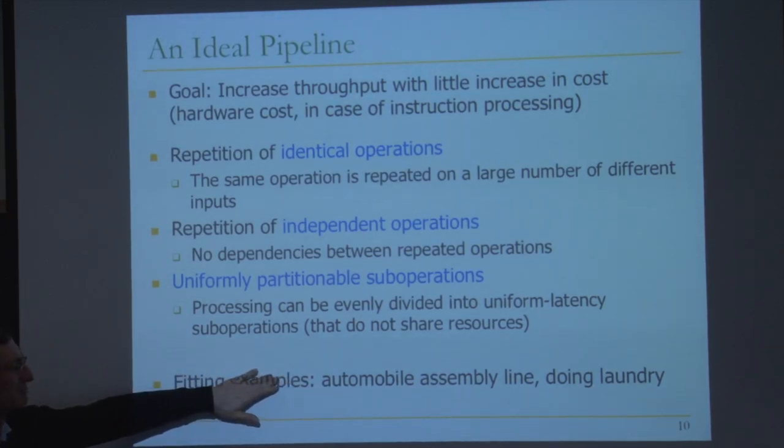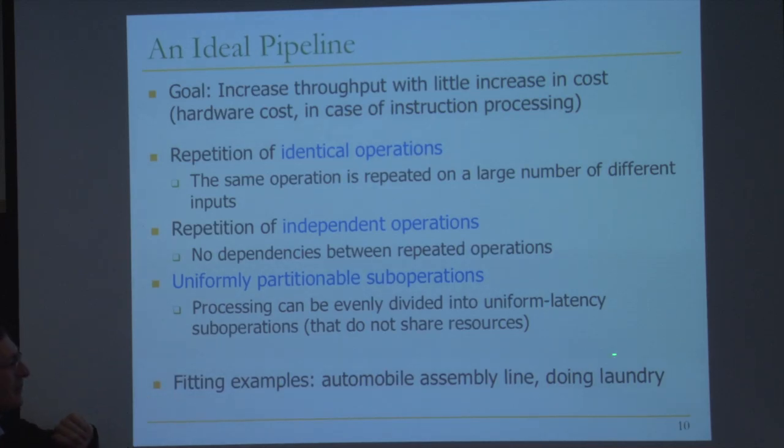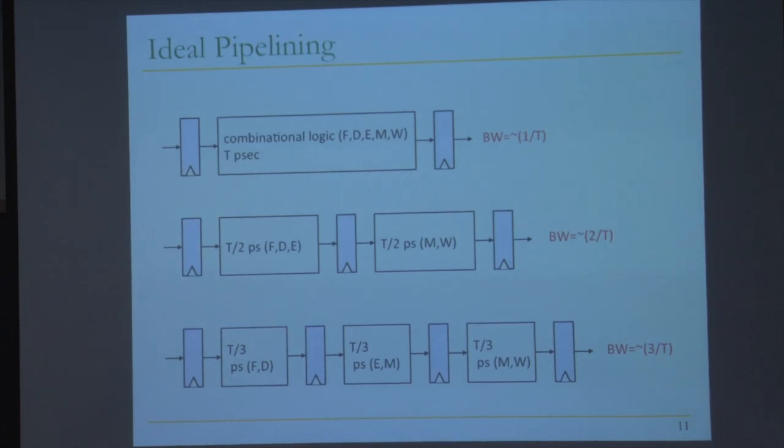An automobile assembly line could be close to ideal. Doing laundry could be close to ideal. Not necessarily, though. Think about it. How about the instruction processing cycle? I've already told you, right? It's actually tough to make it ideal. But we're going to overcome those non-ideal parts. So let me show you ideal pipelining from an instruction processing standpoint. This is what we would like to do. So for an instruction, let's assume that it takes t picoseconds to do everything related to the instruction. Fetch, decode, execute, memory access, write back.